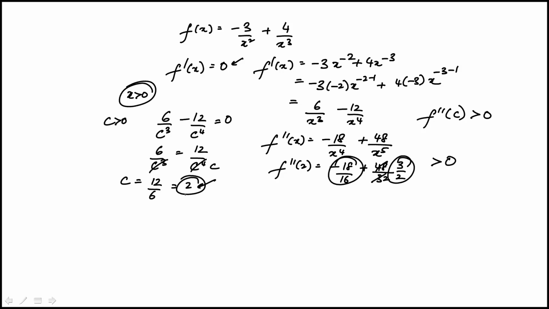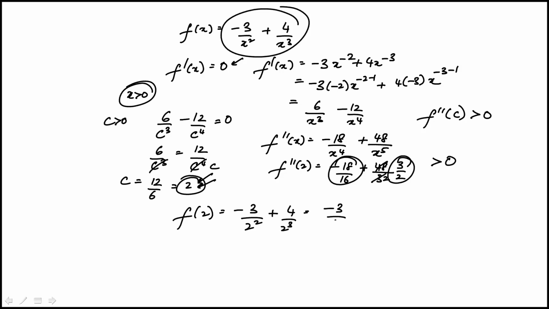So it's a minima at c equal to 2, and they want to know the minimum value, not the x value for which it attains a minimum. So we have to plug it back in here and then compute the minimum value. 2 cubed, so that's minus 3/4 plus 4 over 8. So that becomes minus 6 over 8 plus 4 over 8, just matching the denominators here. And that comes out to minus 1/4, which is the answer.